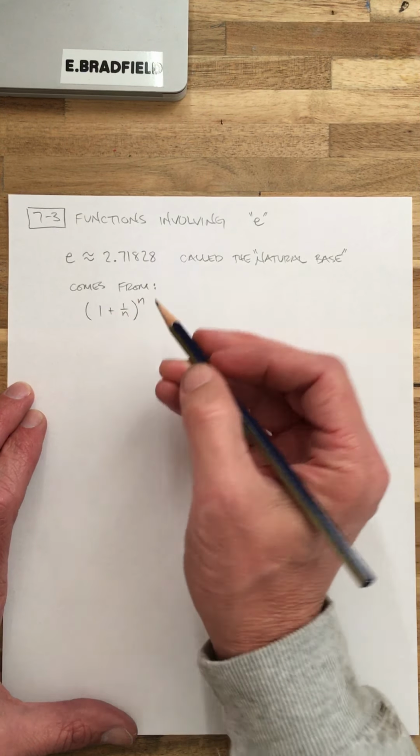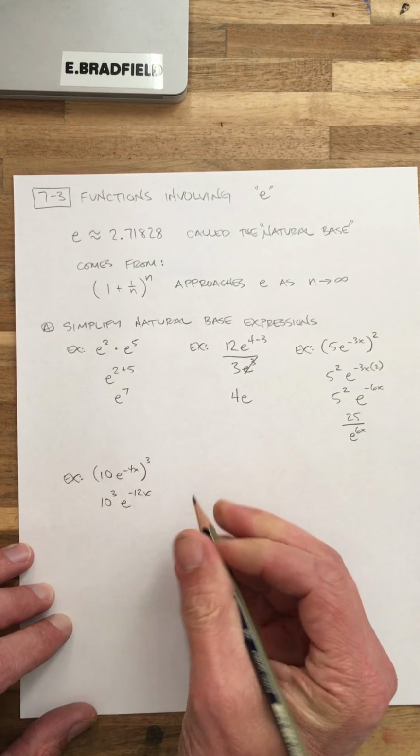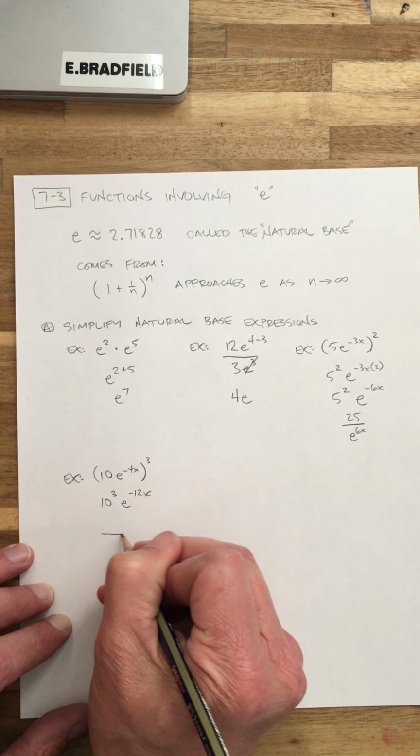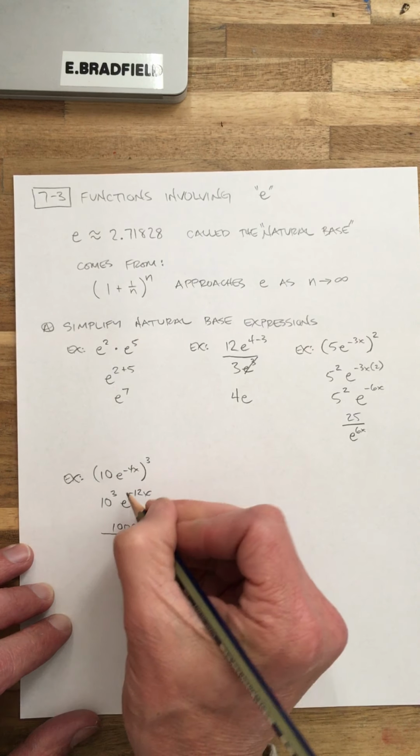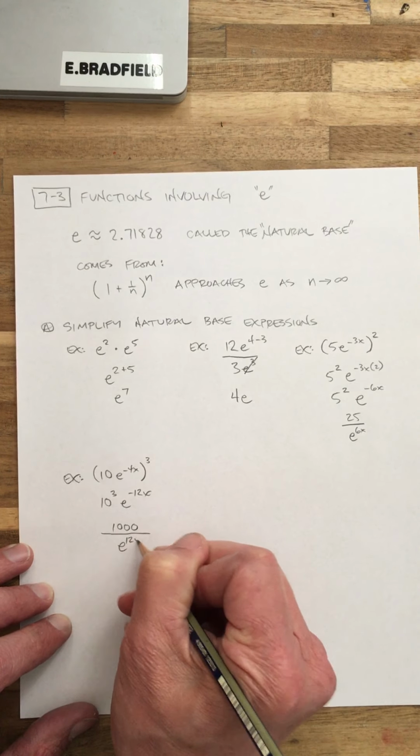Here, you try one. Try this one real quick. How about this? 10 times e to the negative 4x, raised to the power of 3. All right, so here we go. We get 10 to the third power. We get e to the negative 12x, and that's going to drop down. So we have in the numerator 10 to the third power, that's 1,000, or a 1 with 3 zeros. And then in the denominator, we have e to the 12x.